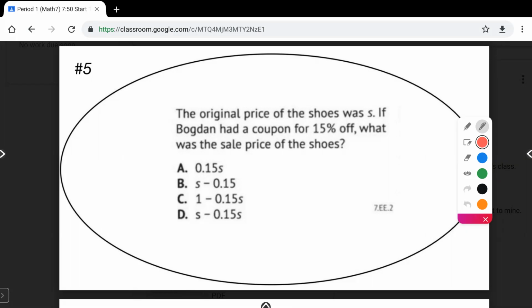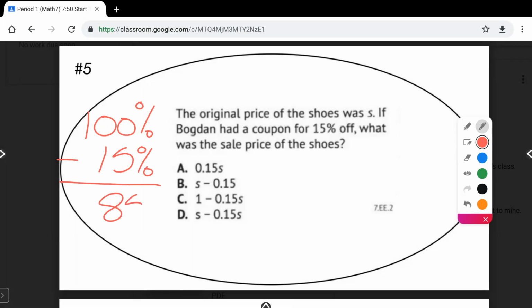So when we do the percentage change, remember, you always start with 100%. And then what you do is you take and subtract the discounted percent from that, which is 15. This leads us to 85%. And last but not least, we take our percent and we make it into a decimal value by dividing it by 100. So 0.85 is my magic value.